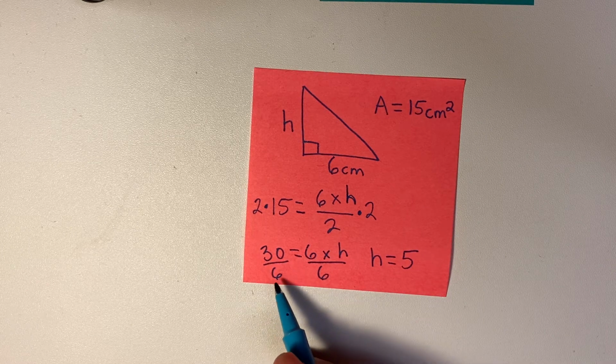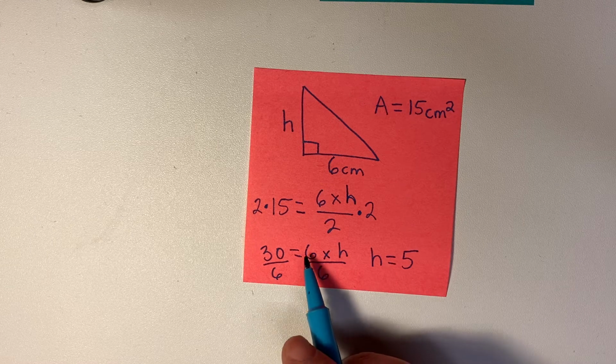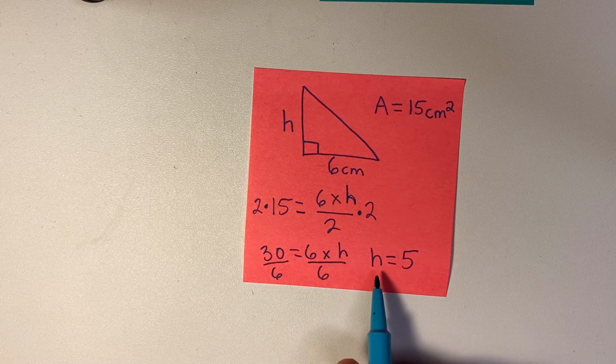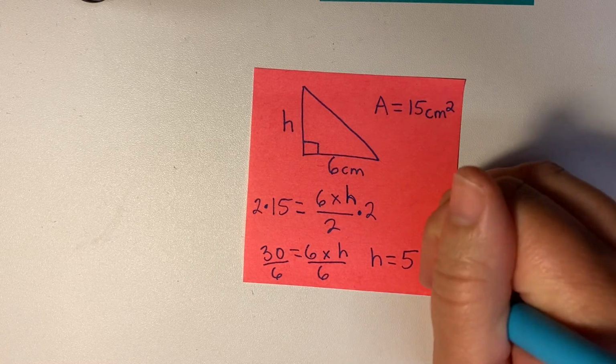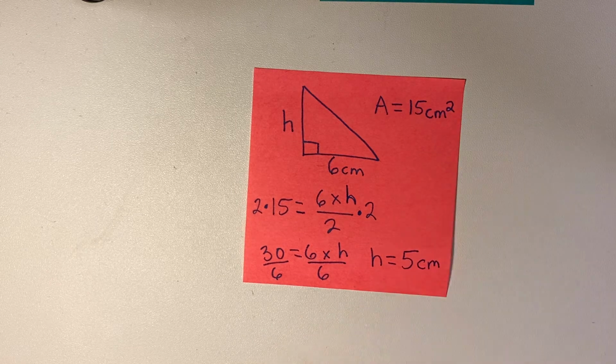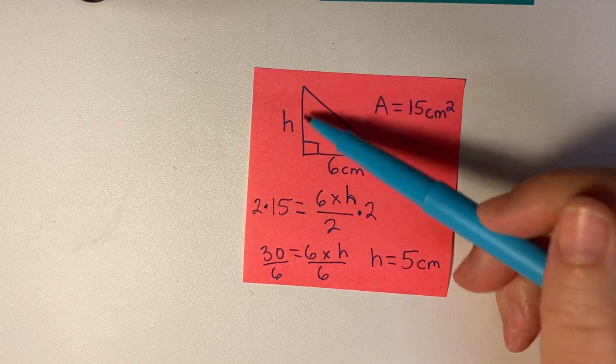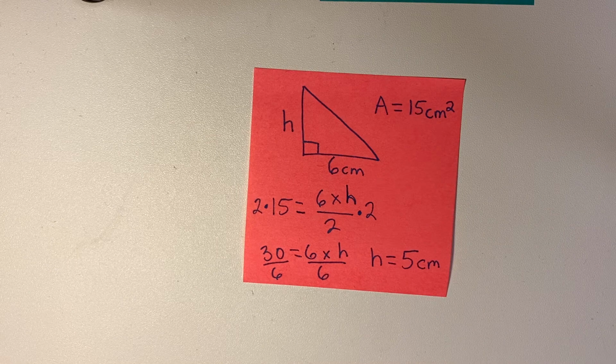Because 30 divided by 6 is 5, and the 6 divided by the 6 is 1, so we have 1h, and there it is. There's our h. The height is equal to 5, and this is centimeters, and it's not square units because we were finding a length, not an area. Okay, so that is how you find the missing length or height or side of one of these 3 shapes when you are given the area and one of the sides or lengths or widths or bases or heights or whatever you're given.